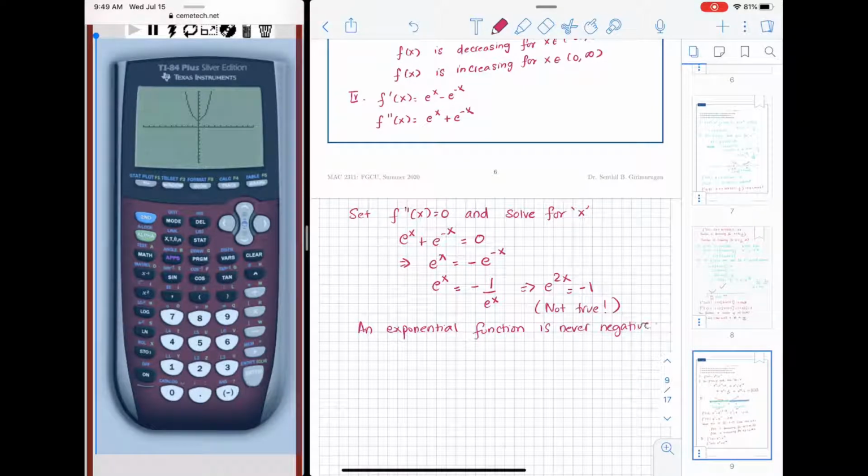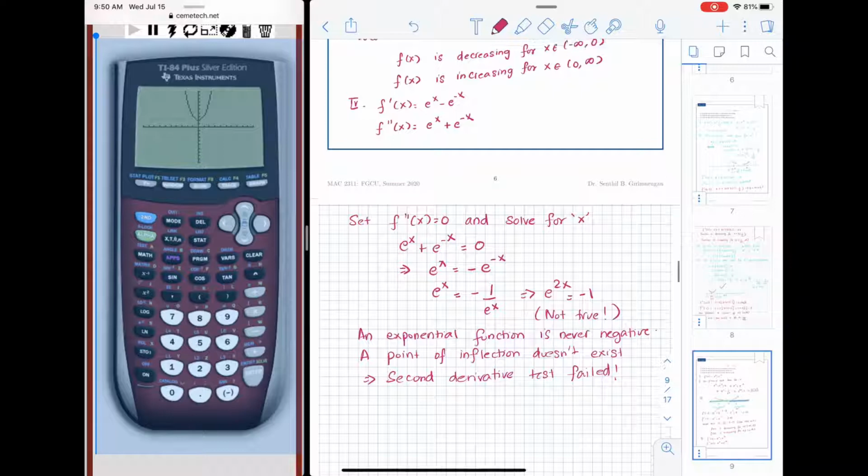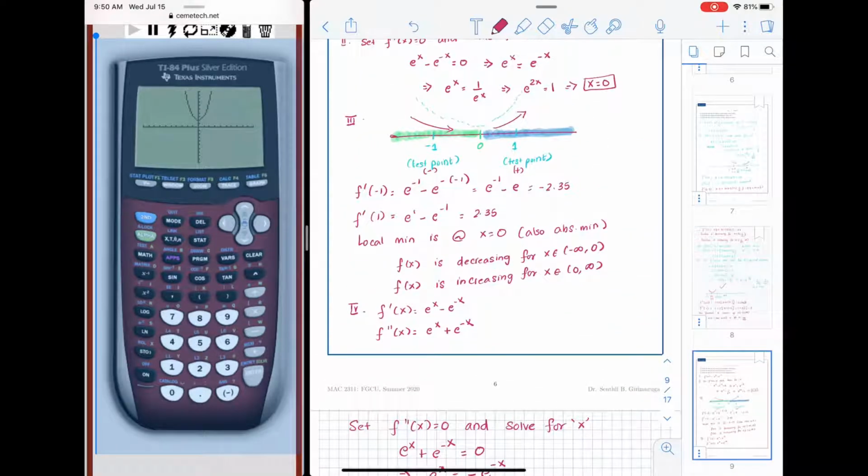So here, a point of inflection doesn't exist. And clearly, the second derivative test failed to give us any information. So if we do not get a valid answer from the second derivative test, we can always go back and rely on the first derivative test.